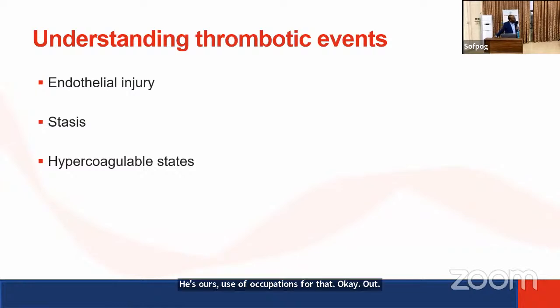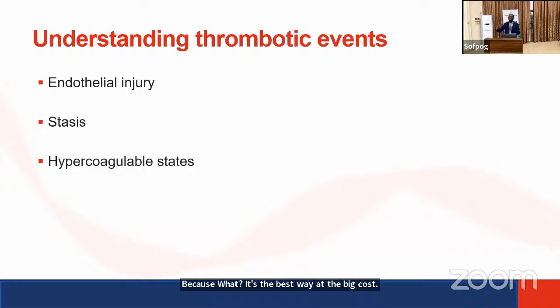To understand thrombosis, we have to understand that there are certain factors that come into play to enhance clot formation. Those factors are referred to as the Virchow triad. In medical school, we talk about the Virchow triad. It comprises endothelial injury, stasis, and hypercoagulability.